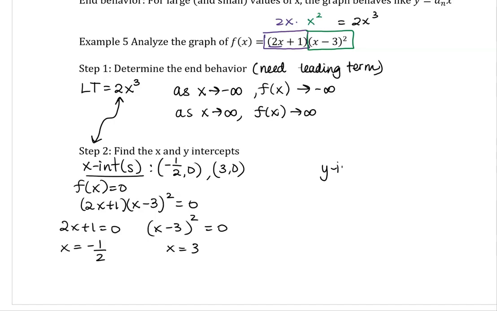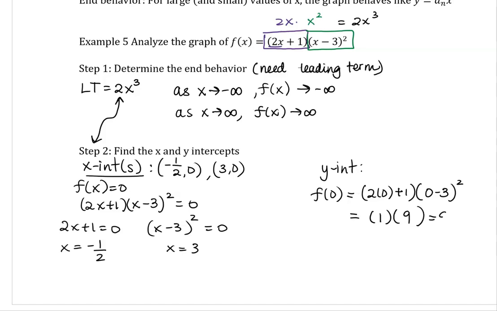Now to find our y-intercept, we plug 0 into the function. So I will be replacing all of the x's in the function with 0, which leaves us with 1 times 9. And so this function has a y-intercept at the point (0, 9).